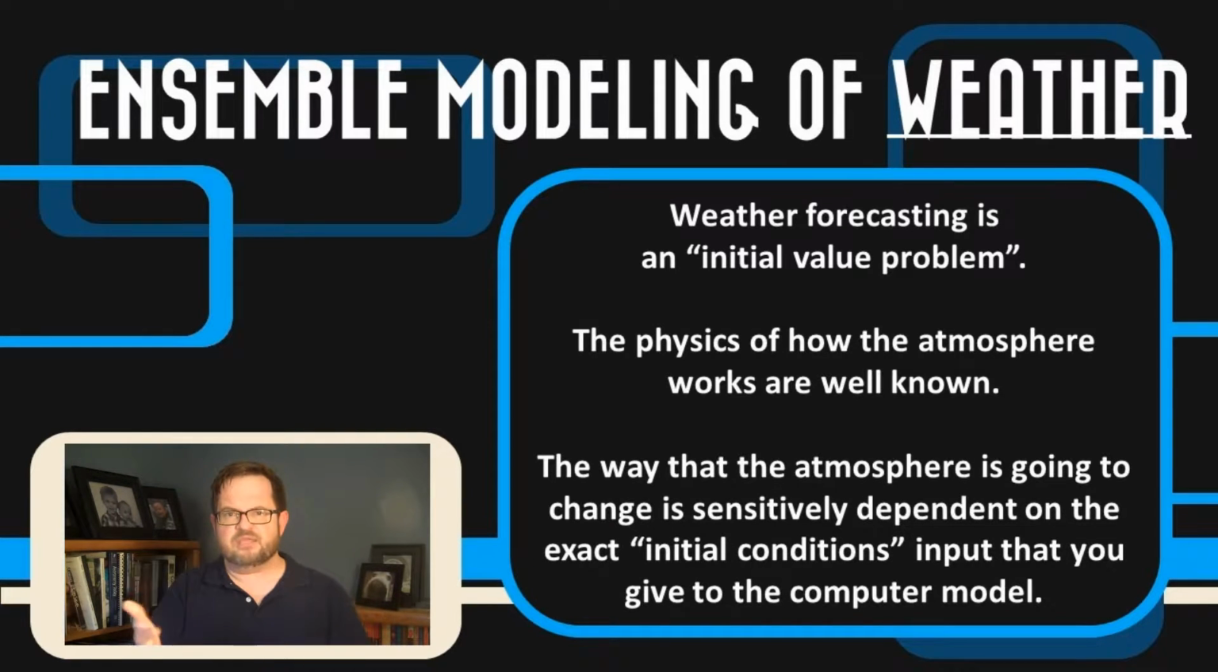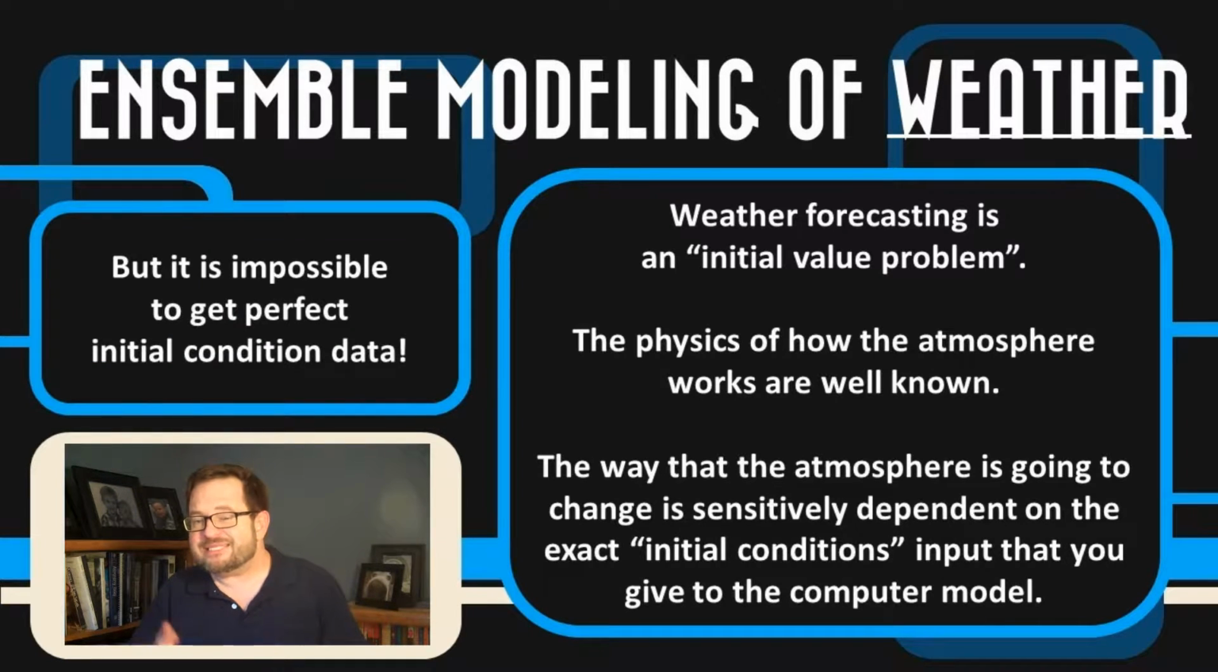So we're going to take those initial conditions. I mean, that's what we do in a numerical model: we take the initial conditions, which have been made into analyses, and we apply the physics of the atmosphere to them. And the way that the atmosphere is going to change is going to be sensitively dependent, because it's a chaotic system, on exactly the values that we used for our initial conditions.